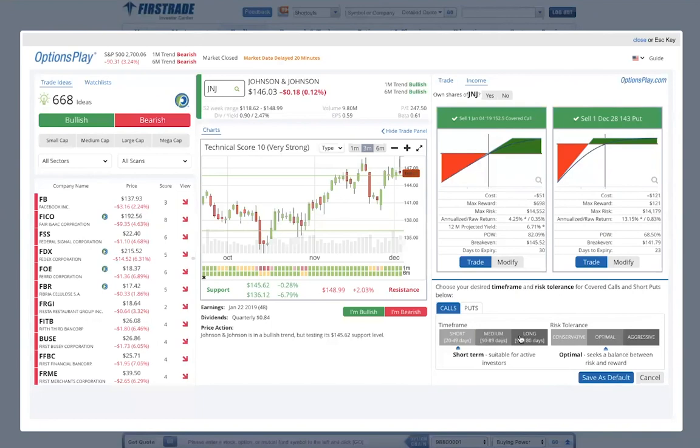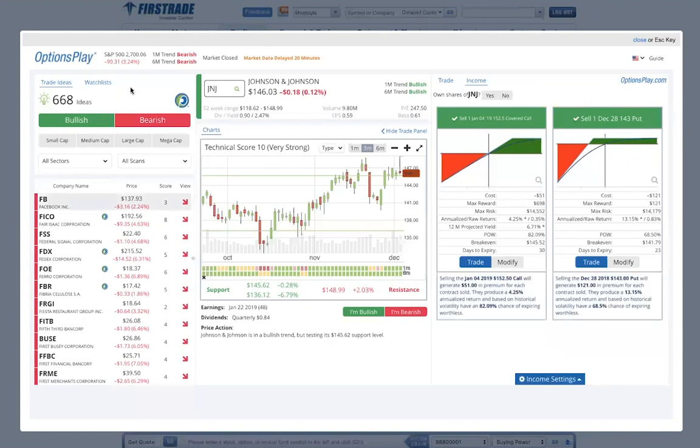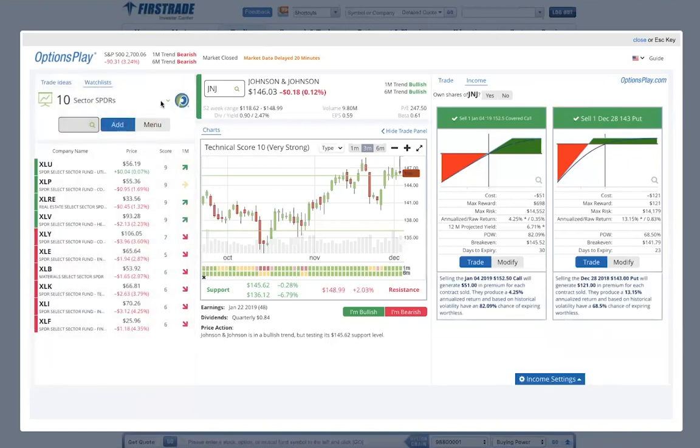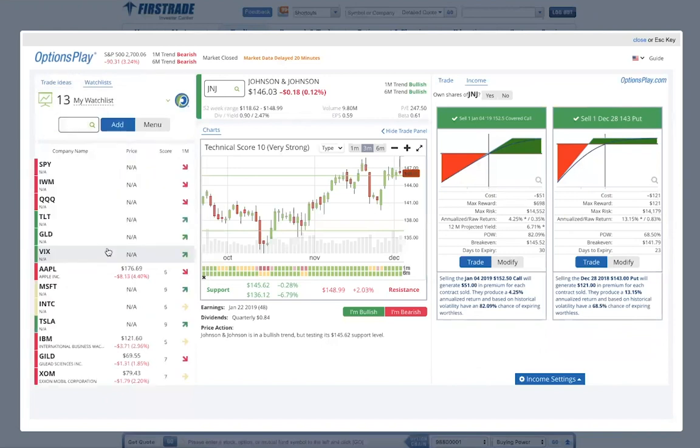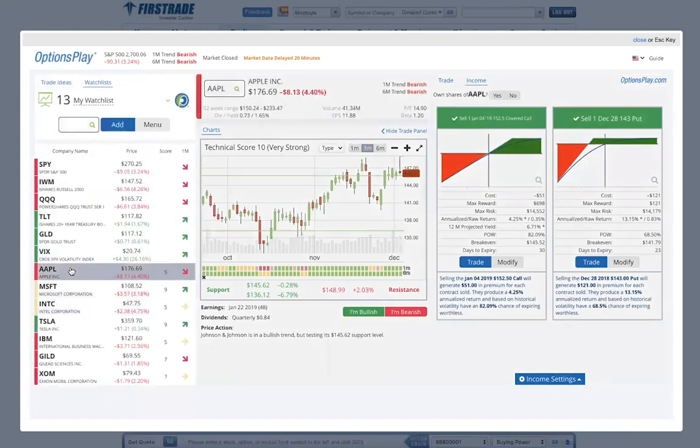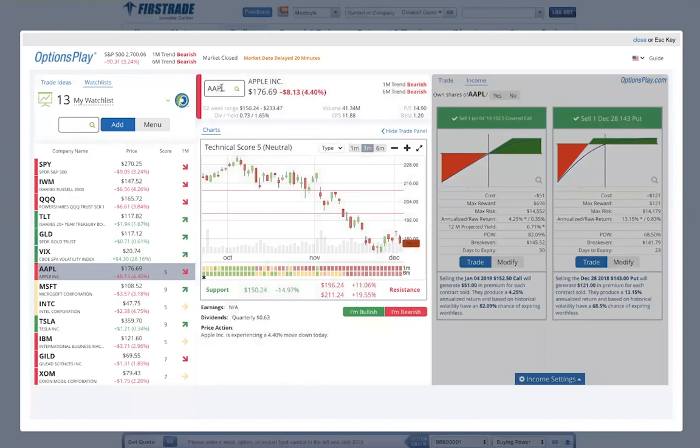You can set the time frame, how far out in expirations you like to go to sell your covered calls. You can even set your risk tolerance. Are you conservative when it comes to covered calls, or aggressive, or somewhere in between? Once you create these settings, for any stock that you type in, you will be able to very quickly see what your ideal starting point for selling covered calls is.